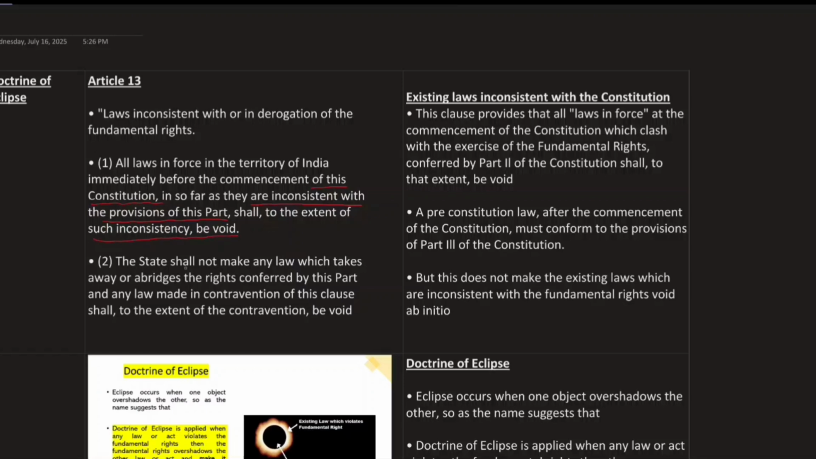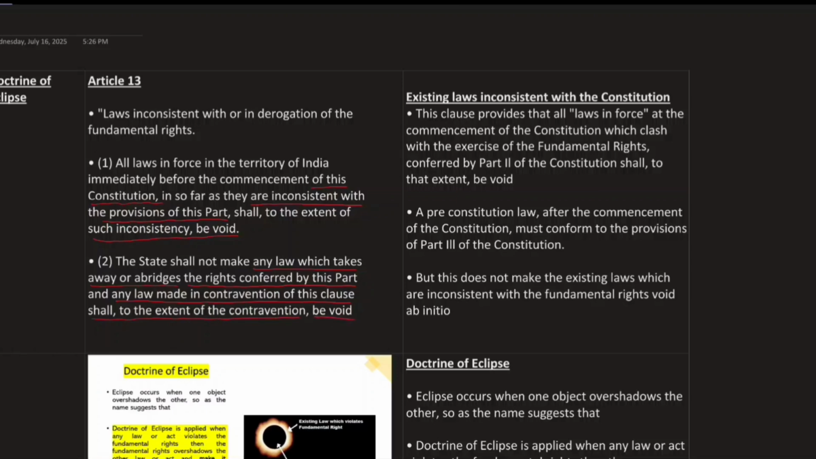2. The State shall not make any law which takes away or abridges the rights conferred by this Part. Any law made in contravention of this clause shall, to the extent of the contravention, be void.